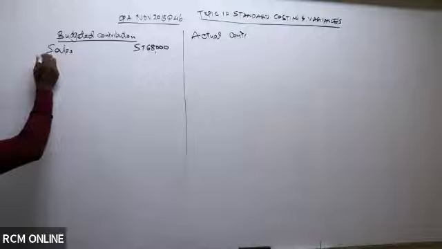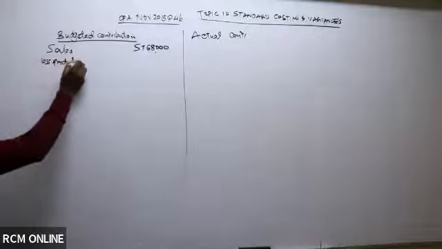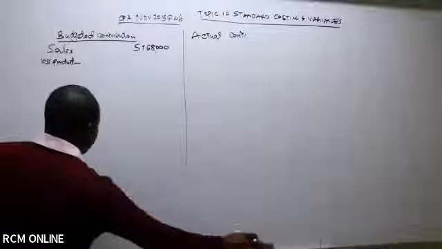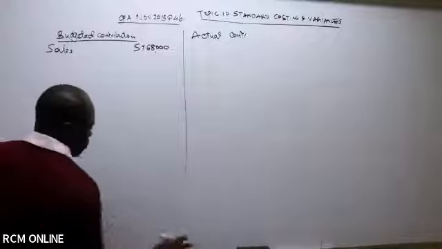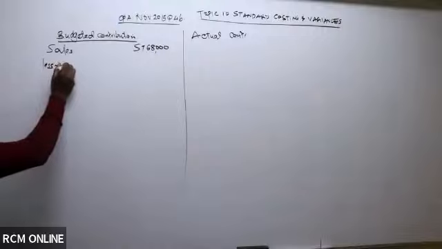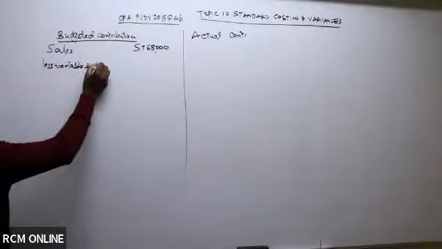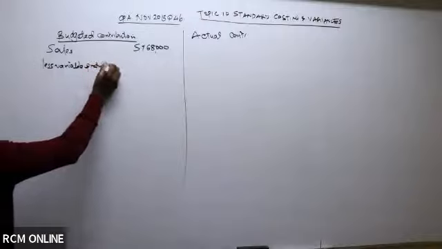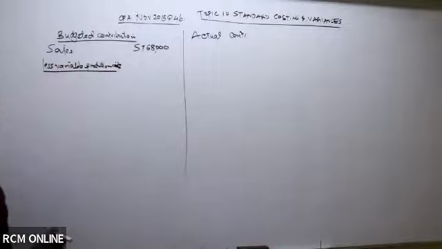right? So less variable production costs. We have to be specific at this point. We must be intentional in what we're doing. Not just any other cost, but variable production cost.